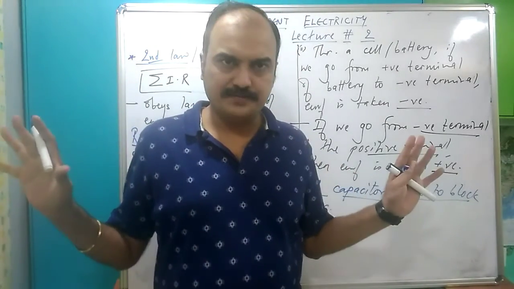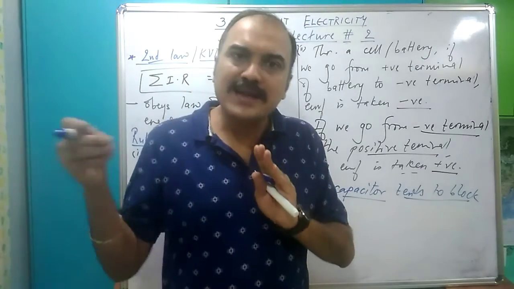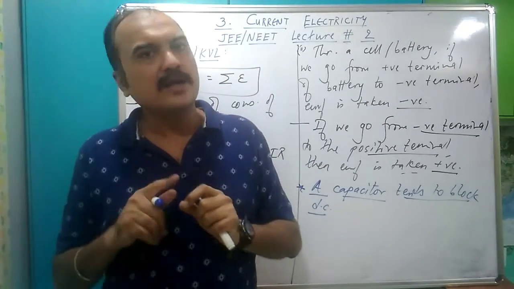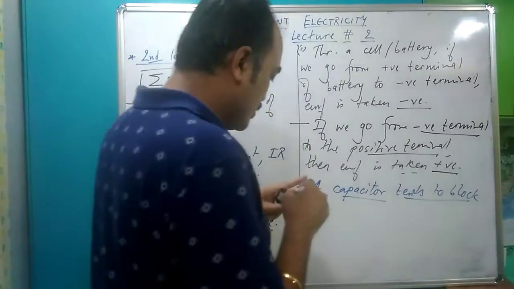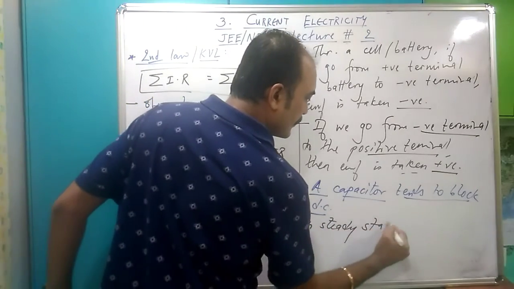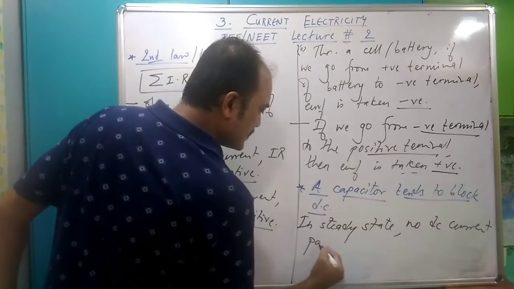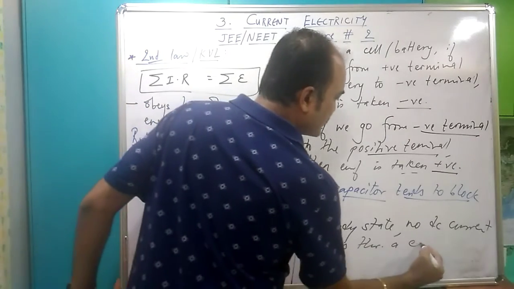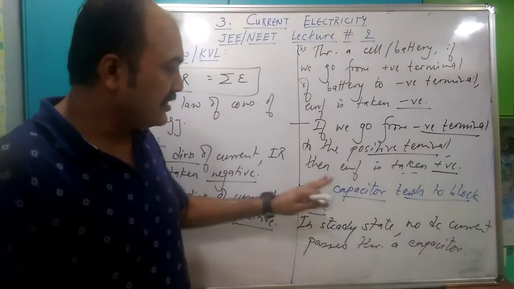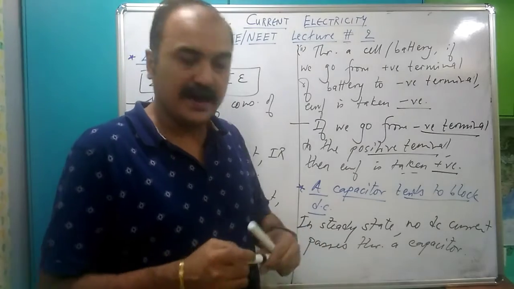So in steady state, means after some time you've switched on the circuit, in steady state, the current passing through any capacitor will be zero. So if any of your branch has a capacitor, then current will not pass through that branch. So in steady state, no DC current passes through a capacitor. We might take one of the numericals to illustrate this fact, but this is a very important fact, something that you had not known, and we will look at it in this idea.